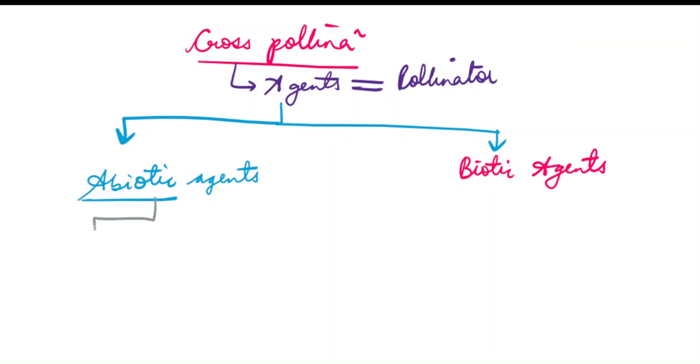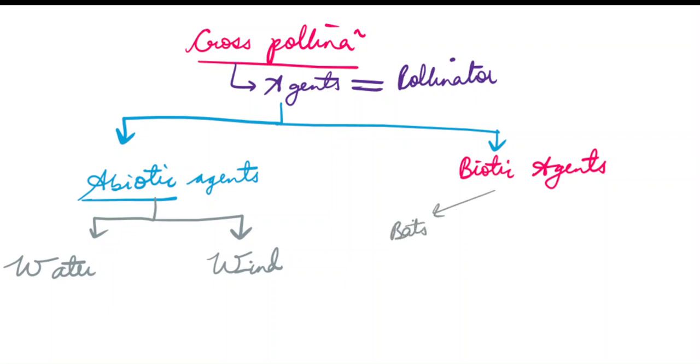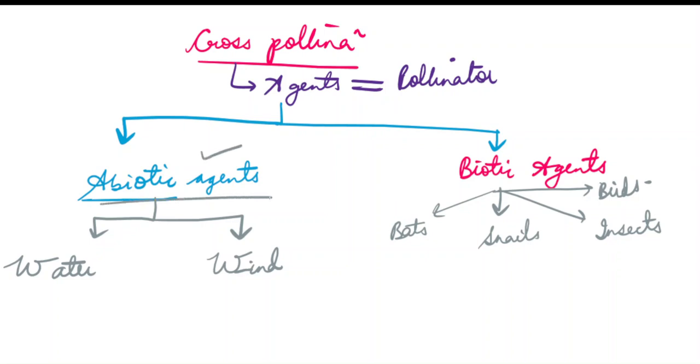Now in abiotic agents there are two types. The first type is water, and the second type is wind. And in biotic agents there are many types, like bats, snails, insects, and birds. Now we will study each point. We will study abiotic and also biotic, first type and then the second type.